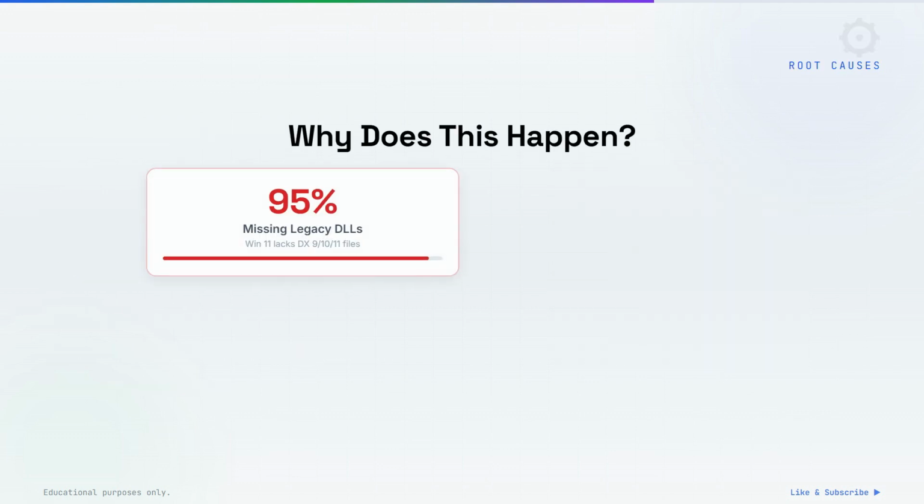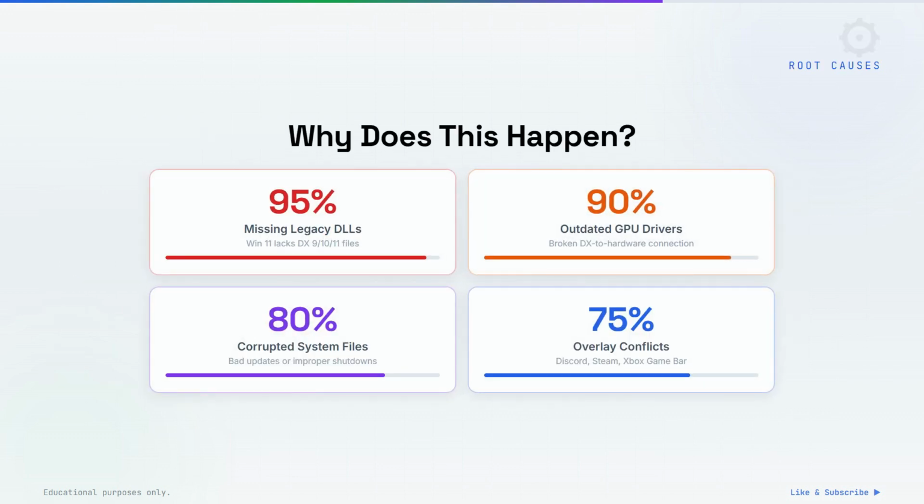Now let's look at why this error happened in the first place. The most common cause is simply missing legacy DirectX files on a new Windows installation. The second cause is outdated or corrupted GPU drivers that break the connection between DirectX and your hardware. Third, corrupted system files from a bad Windows update or improper shutdown can damage DirectX components. And finally, overlay apps or missing Visual C++ libraries can interfere with game launches.